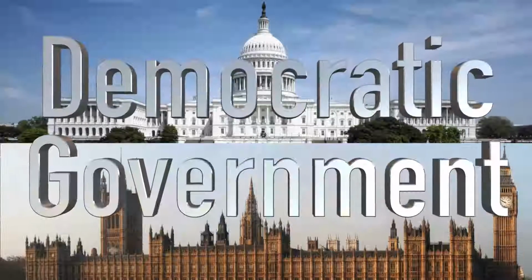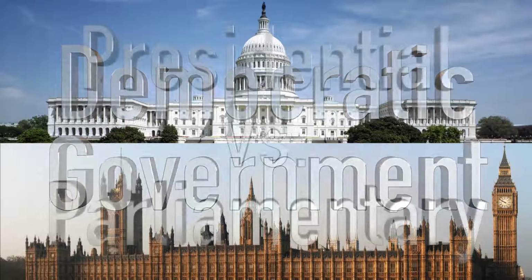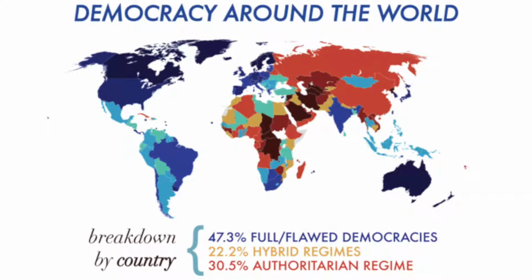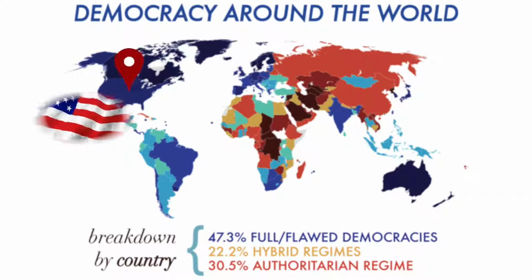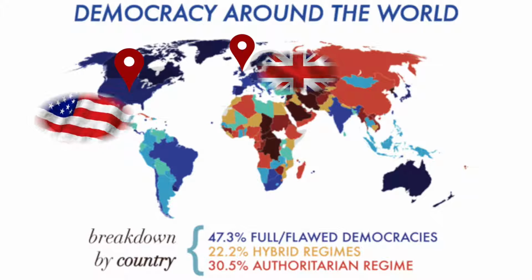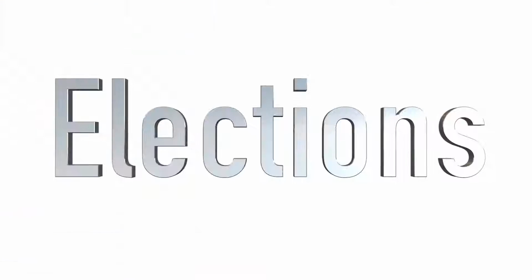This is an explanation of the two main systems of democratic government, presidential and parliamentary. Around the world, there are many variations of these two types, but we're going to focus on the United States and the United Kingdom because they exist on the opposite ends of the democratic spectrum, and they've been the most influential to other countries around the world.